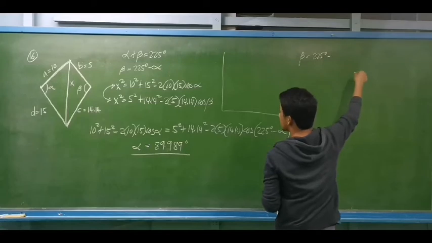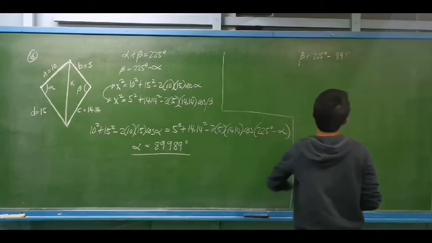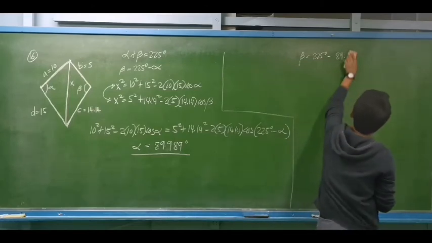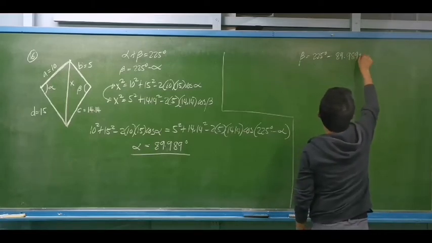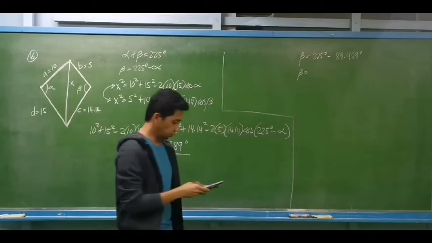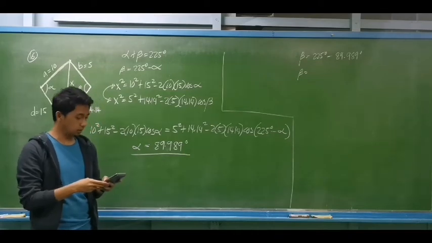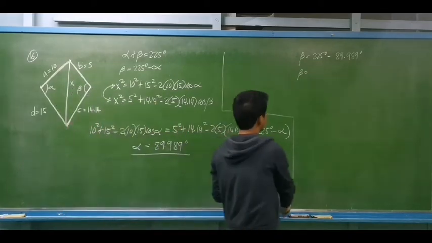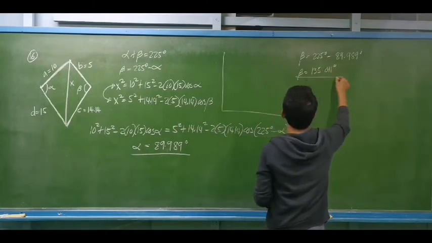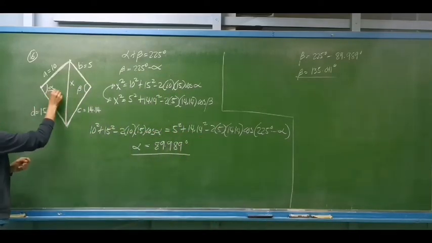225 degrees minus 89.989. So makuha natin yung value ng beta. We have 225 minus 89.989. So yung makuha natin dito is 135.011 degrees.